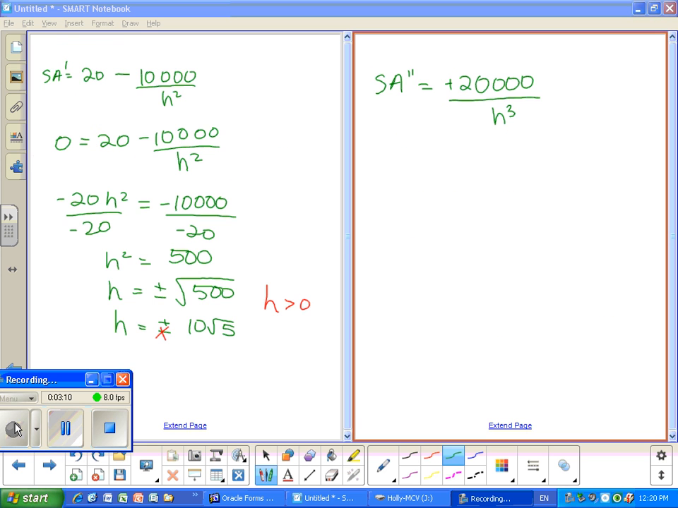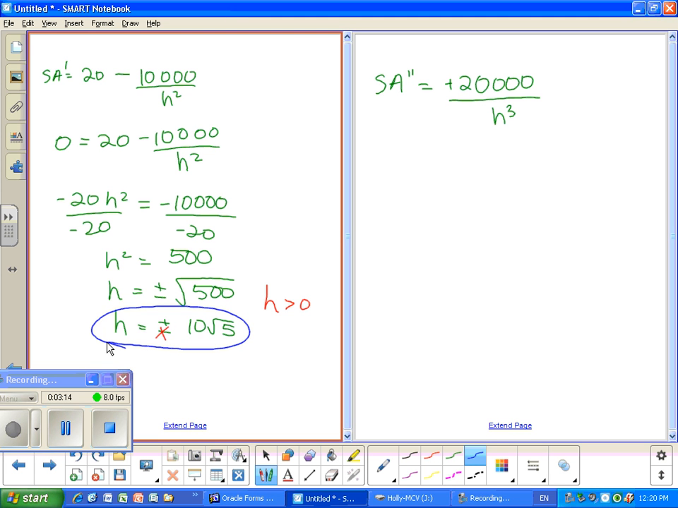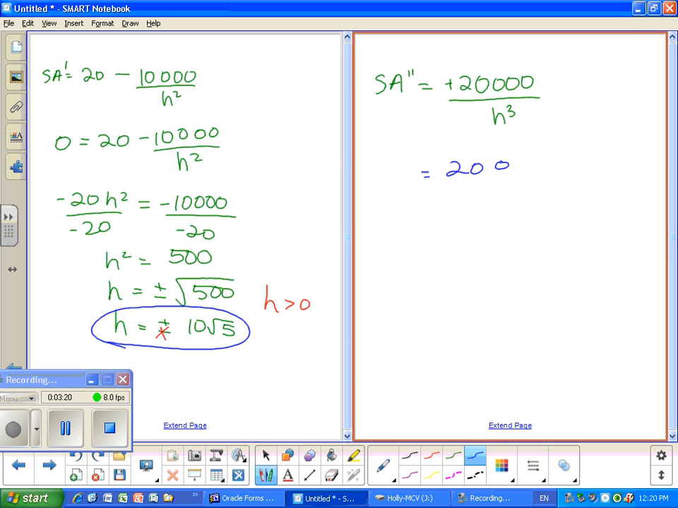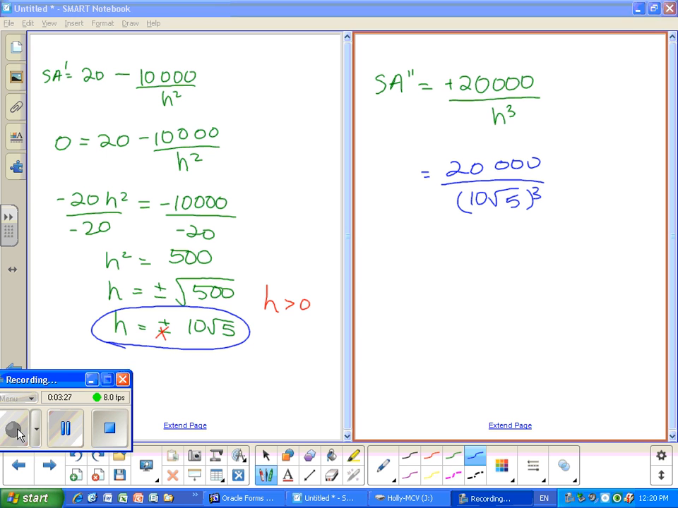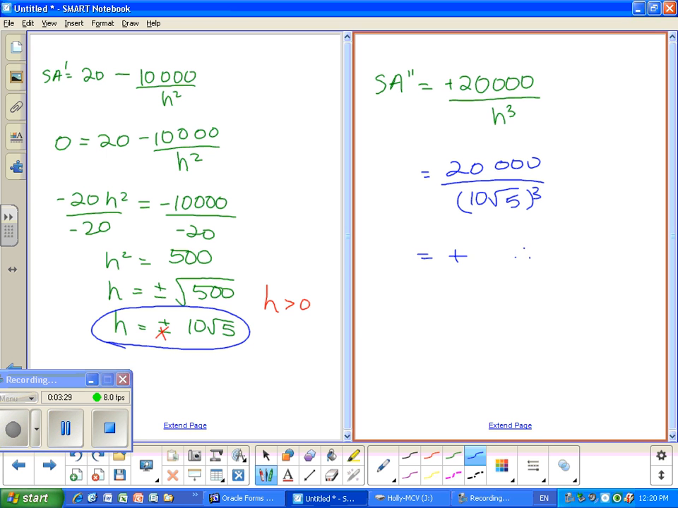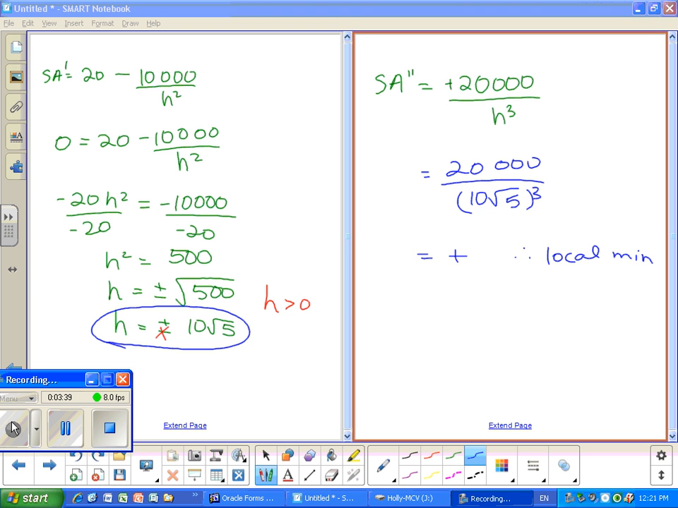With the second derivative, we're just going to take the only one we have, because we ignored the negative case, and we're going to substitute it in. So we're going to put in 20,000 over 10 root 5 cubed. Is this positive or negative? Since it's positive, we know that we have a local min here, which is perfect because we want to minimize the amount of material, so we know that we're at a minimum. So that's the perfect value. Now we know that this works.